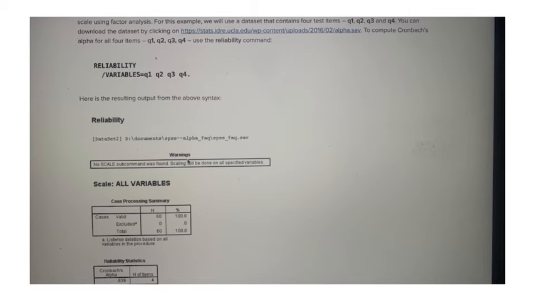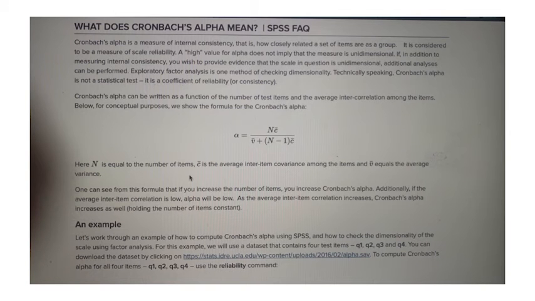Let's work through an example of how to compute Cronbach Alpha using SPSS, and how to check dimensionality of the scale using factor analysis. For the example, we will use a dataset that we collected by Google form for the test items, to compute Cronbach Alpha for all items Q1, Q2, Q3, Q4. Use the reliability command. For demonstration purposes, here is how to calculate the result above by hand.